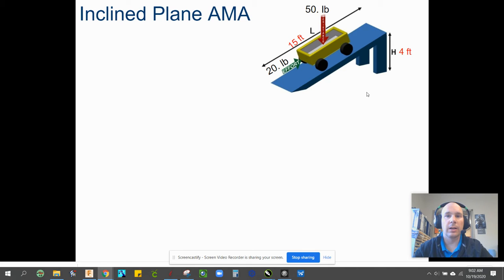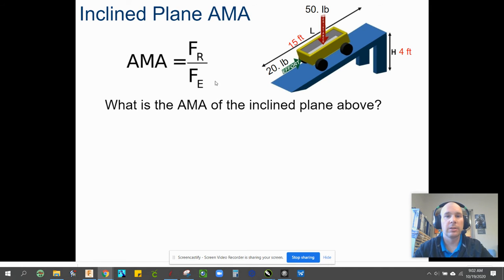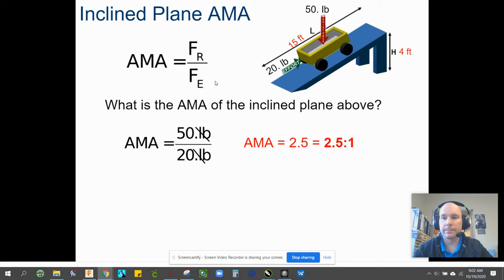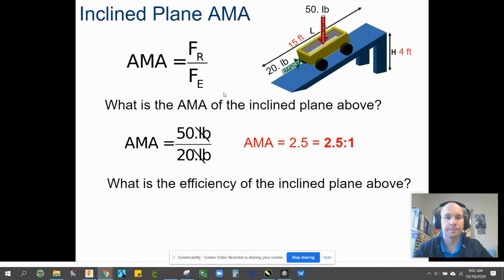The AMA is the same thing, resistance and effort forces. We need to know the forces for this. We've got a 50-pound resistance force in this wagon here, and you only need to apply 20 pounds of effort force to push it up the ramp. So same formula, 50 divided by 20, 2.5 to 1. That is our actual mechanical advantage once we figure out the forces that we have here.